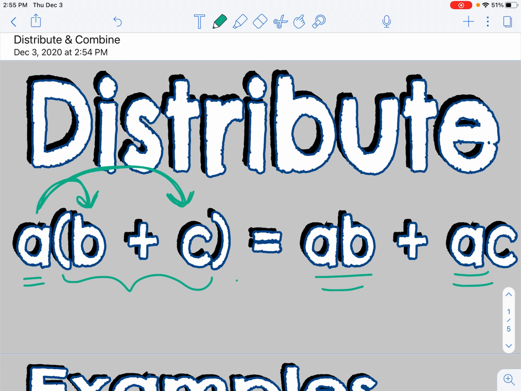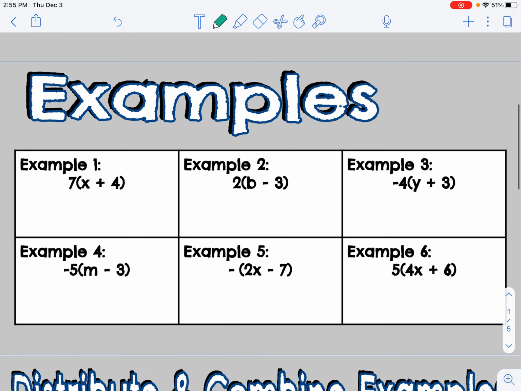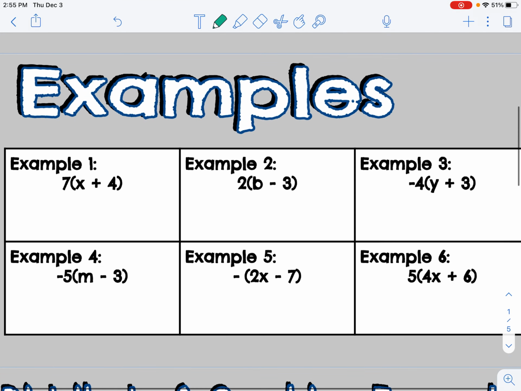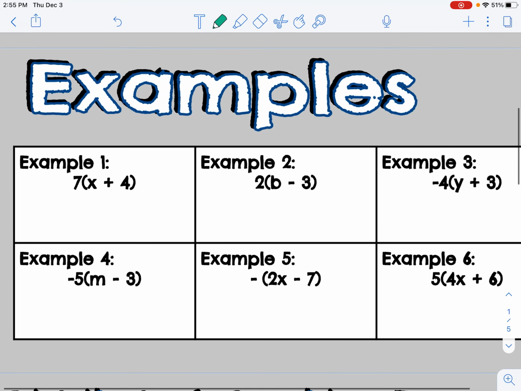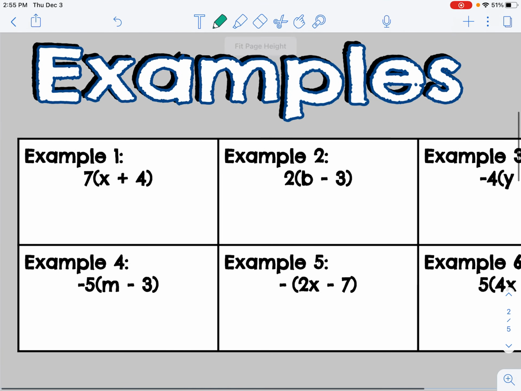So let's actually look at some numbers and not just letters in terms of examples. So example number one here, we have 7 in front of a parentheses of x plus 4. So we are going to simplify this by distributing, or multiplying, the 7 into everything inside of the parentheses. So this is 7 times 1x. So we just multiply 7 to the coefficient of x here. 7 times 1 is 7. And then we have the x, and then 7 times positive 4 is 28.